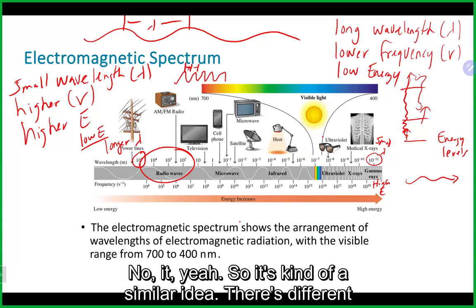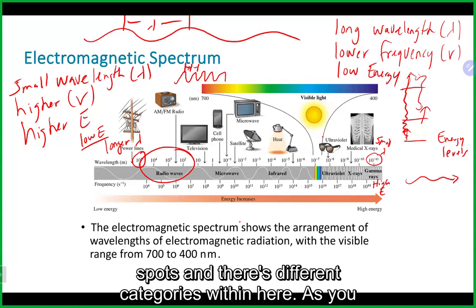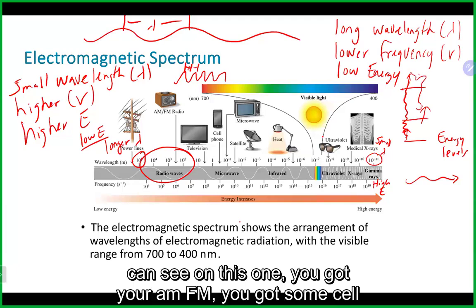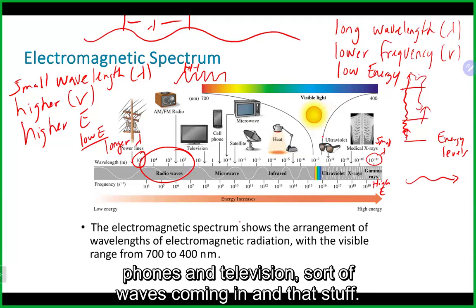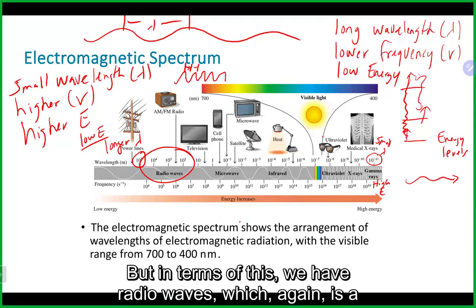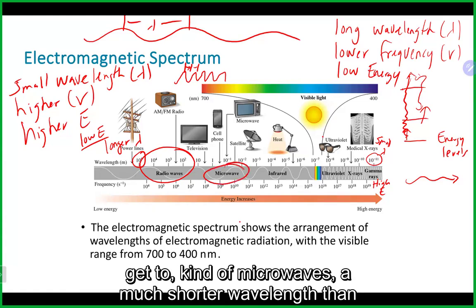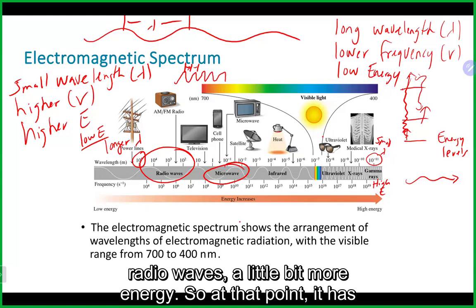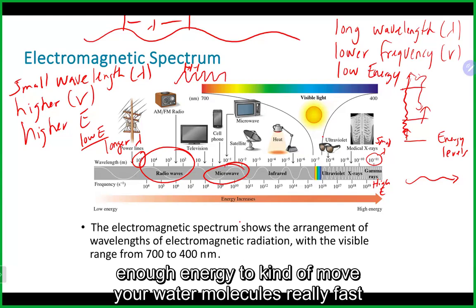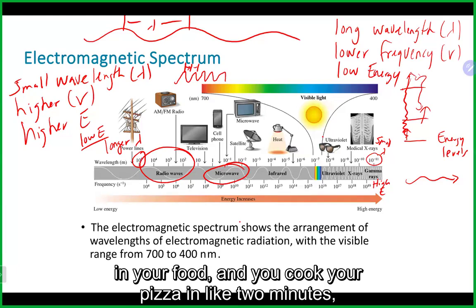So it's kind of a similar idea. There's different spots and there's different categories within here. As you can see on this one, you got your AM, FM, you got some cell phones and television sort of waves coming in and that stuff. But in terms of this, we have radio waves, which again is a longer wavelength, kind of lower in energy. As you move down, we get to kind of microwaves, a much shorter wavelength than radio waves, a little bit more energy. So at that point, it has enough energy to kind of move your water molecules really fast in your food, and you cook your pizza in like 2 minutes, right?